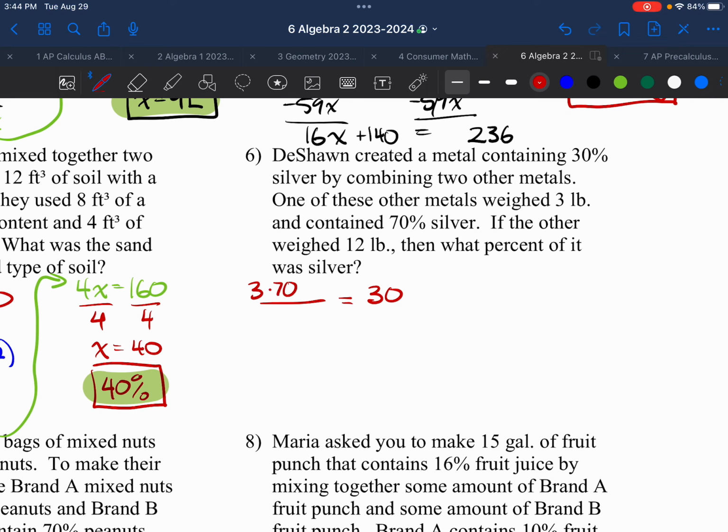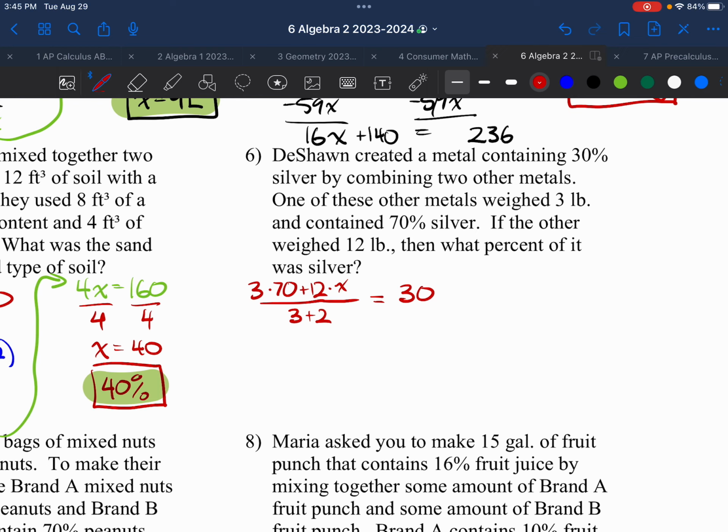The other metal weighed 12 pounds, so plus 12 pounds, and we don't know what the percent is, so we're going to say times x. And that means I need to move you guys over here and extend my line like that. And I need to add the 2 amounts. 3 and 12 were the amounts, so I say 3 plus 12. Let's go ahead and simplify on the line underneath this.